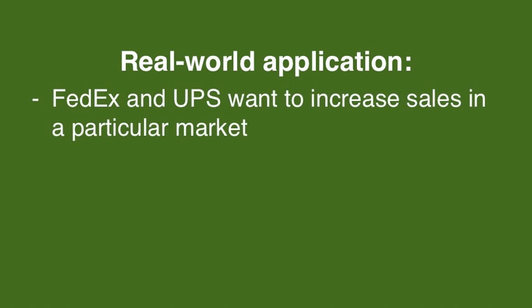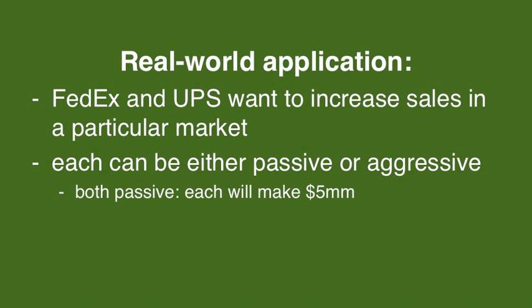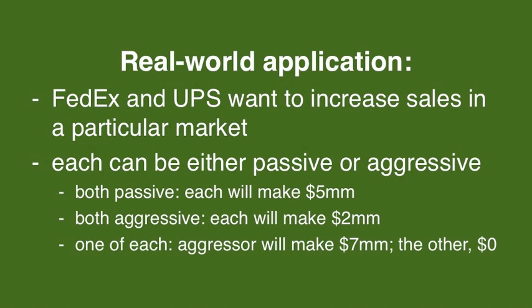Now let's look at a real-world application. Let's say FedEx and UPS want to increase sales in a particular market. Each can be either passive or aggressive with its marketing. If they're both passive, they'll each make $5 million. If they're both aggressive, they'll each make only $2 million. And if one's aggressive and one's passive, the aggressor will make $7 million and the other will make nothing.